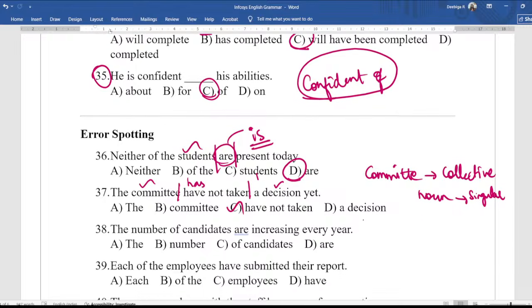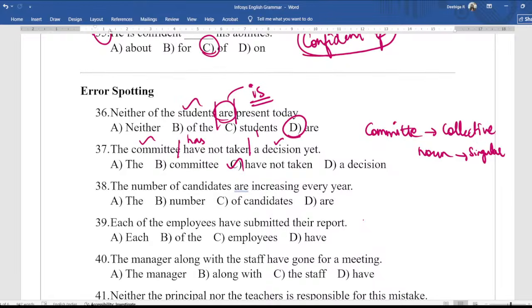The number of candidates dash are increasing every year, which is the correct one over here. The number of candidates are increasing every year. The number of candidates is, it's pretty correct. The number of candidates are. So let's just focus on this part.